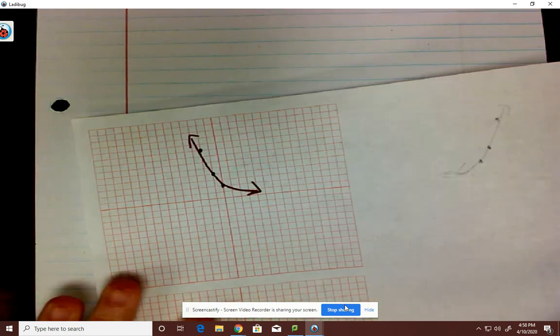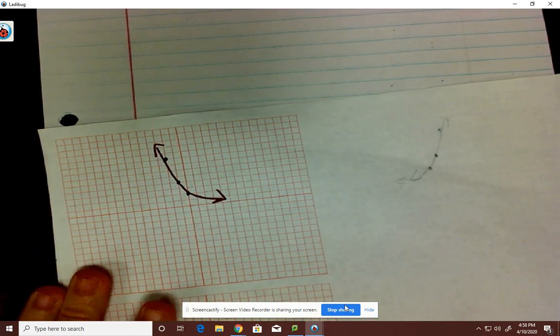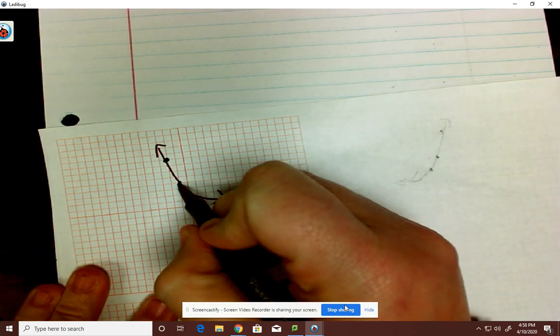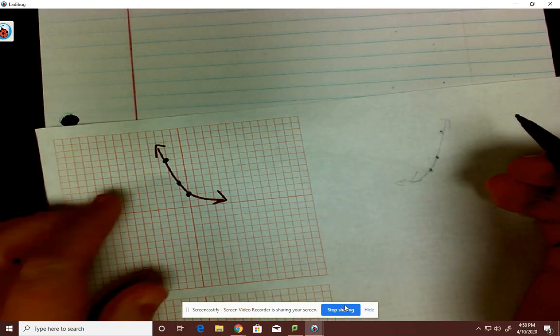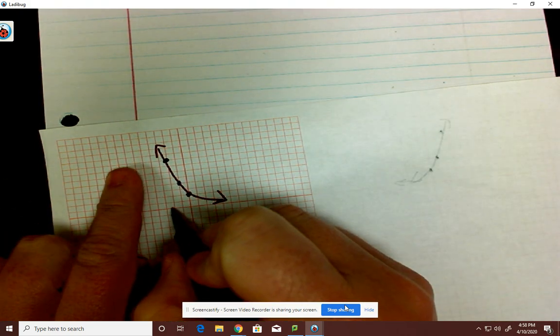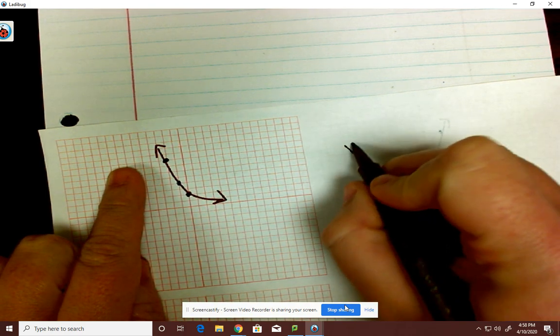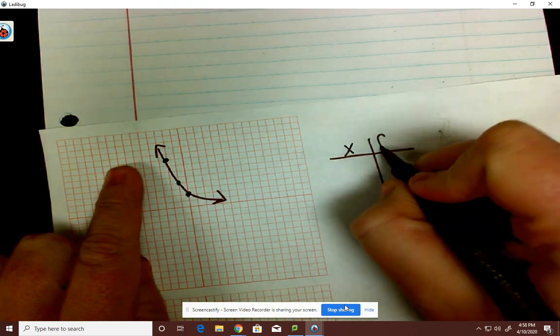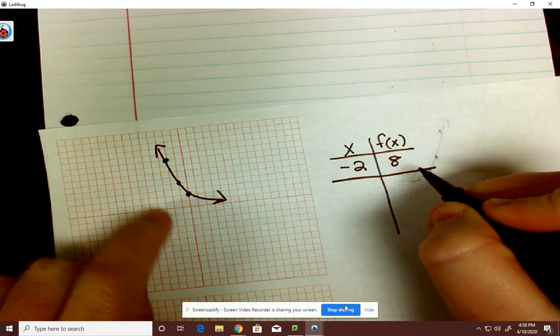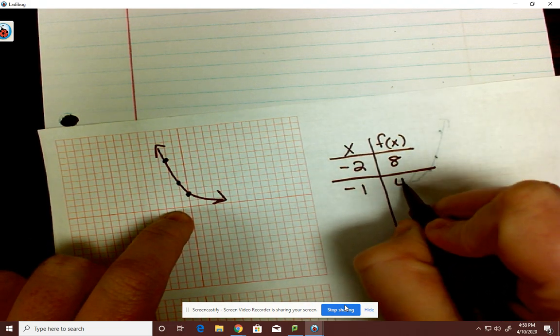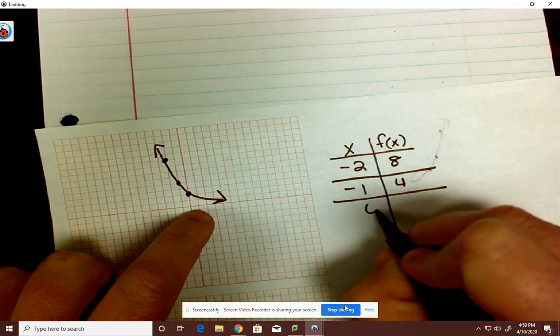Right, now let's look at one from a graph and see, could we figure out what the equation is from a graph? Well, if we can do it from a table, we can do it from a graph. So if I know some points that are on that graph, I'm going to list them like I would in a table. So this one would be -2, 8. This one is -1, 4. And then 0, 2.